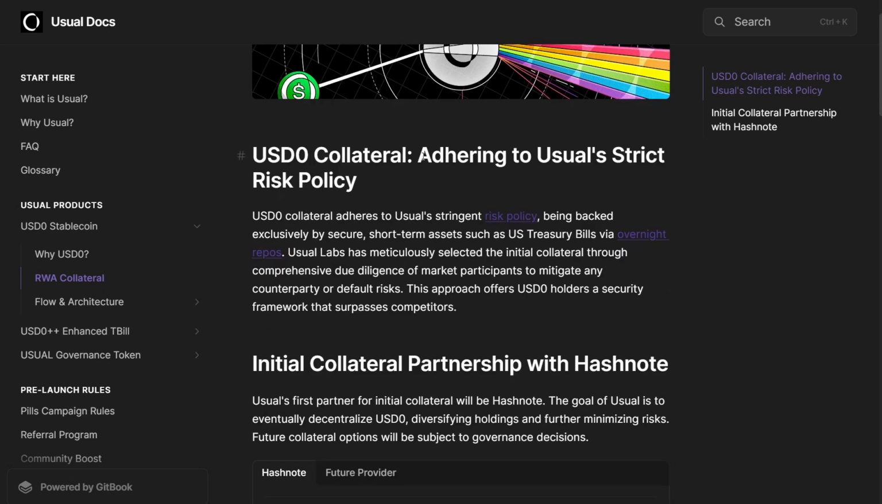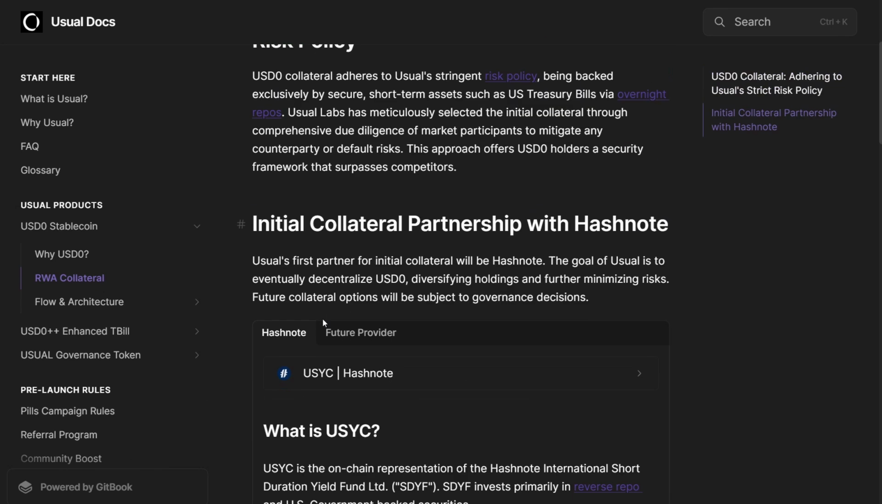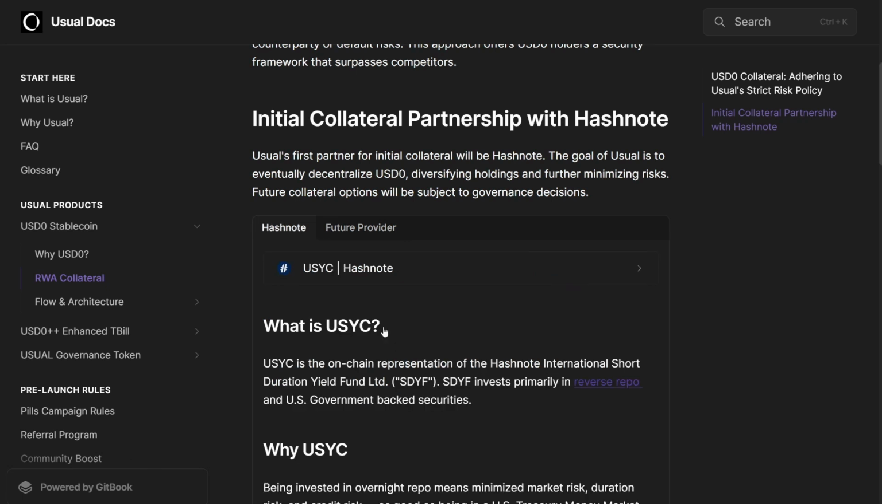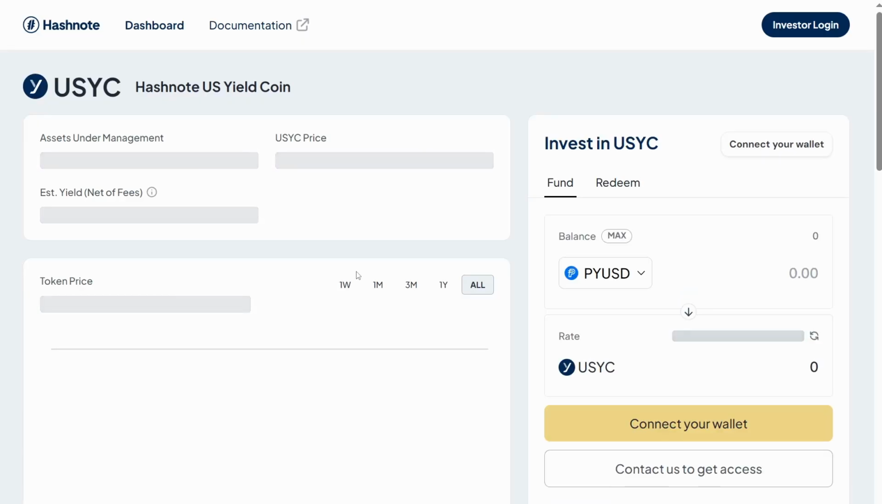USD0 collateral adheres to Usual's strict risk policy, being backed exclusively by secure short-term assets such as US Treasury bills. Their initial collateral is Hashnote. They aim to diversify their collaterals in the future with firms like Ondo, Bakkt, M0, Mountain Protocol, Spiko, Adapt3r, and BlackRock. This idea is good. We will see how it will be implemented. I can open the Hashnote website.